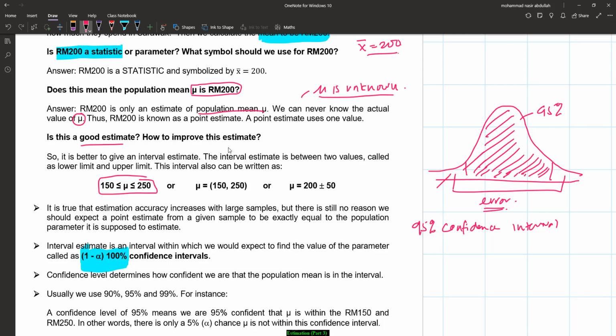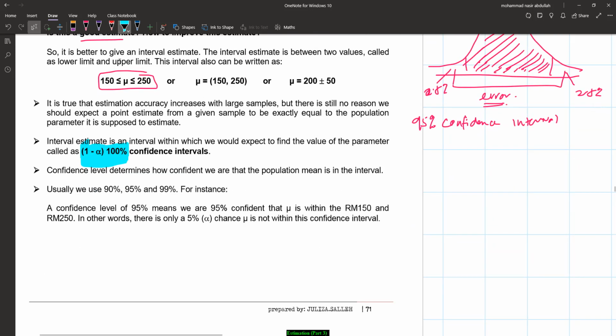So this is going to be 2.5% to the left and another 2.5% to the right. Usually we use 90%, 95%, and 99% for our estimation. It is not really that simple. If you want to find the possible error that might occur in our estimation, we need to calculate the probability of type 1 error.